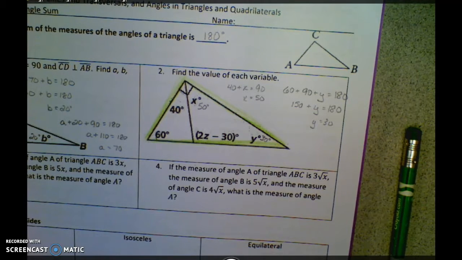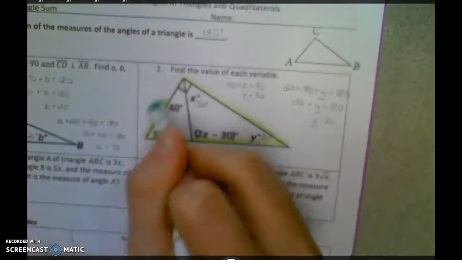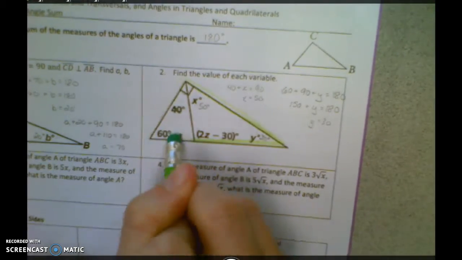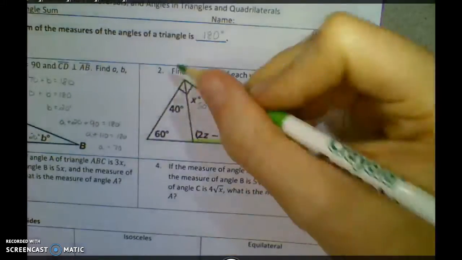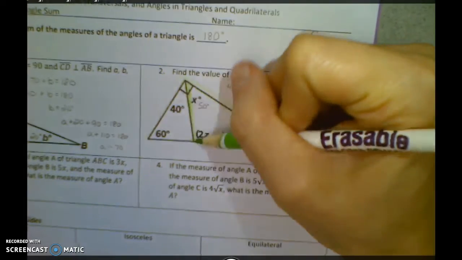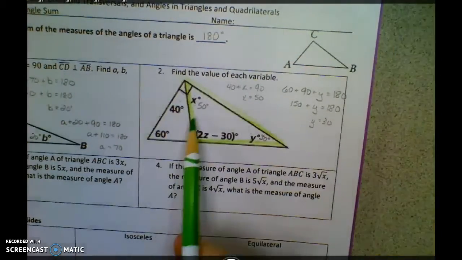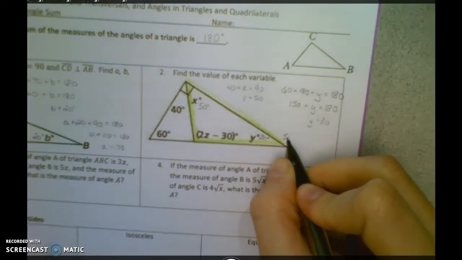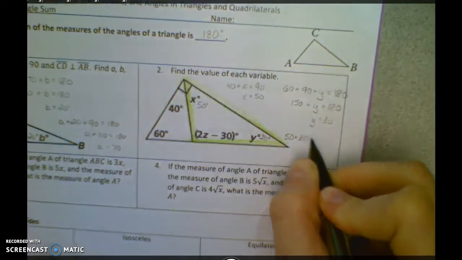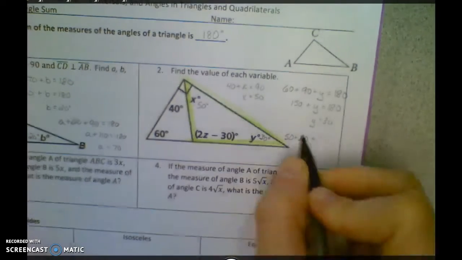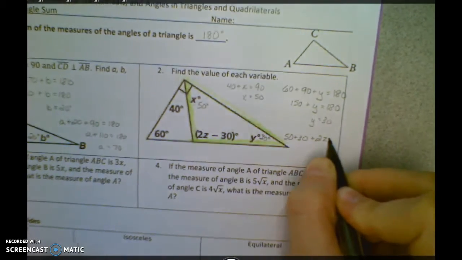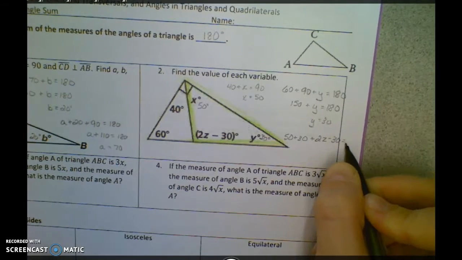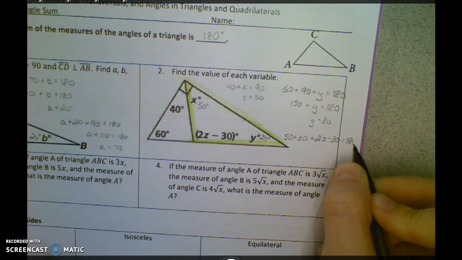There's more than one way to find z. I'm going to change the triangle that I'm looking at, and I'm going to choose to instead look at the triangle that is on the right. This does not have a 90-degree angle in it. It does have a 50 and a 30-degree angle in it. So I'm going to add 50 plus 30 plus the third angle in this triangle, which is 2z minus 30. And when I add those together, I still get 180 degrees.